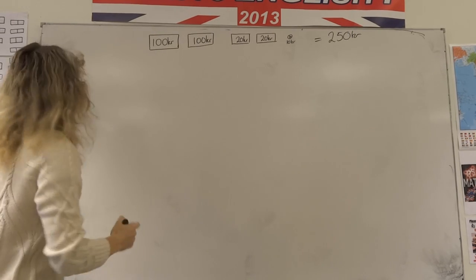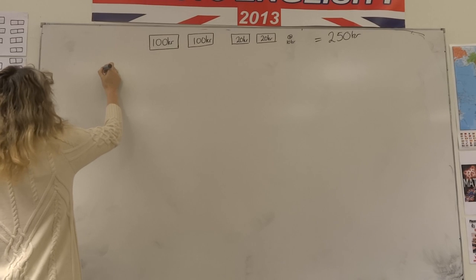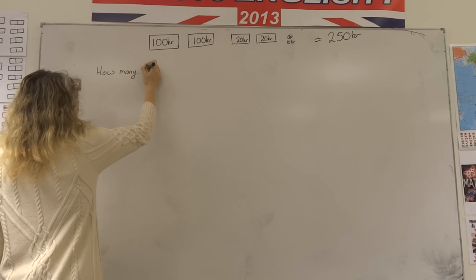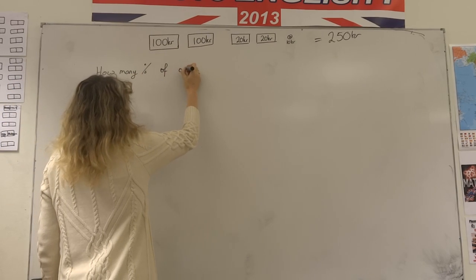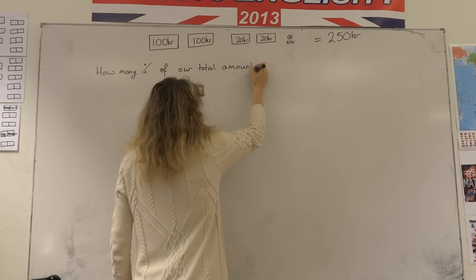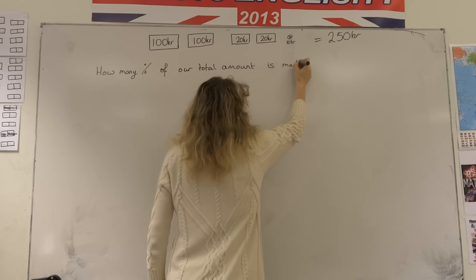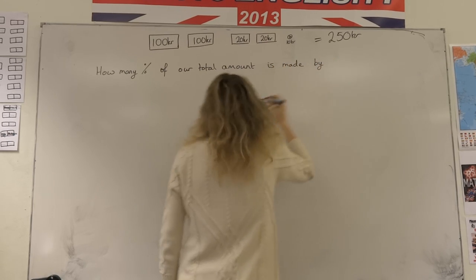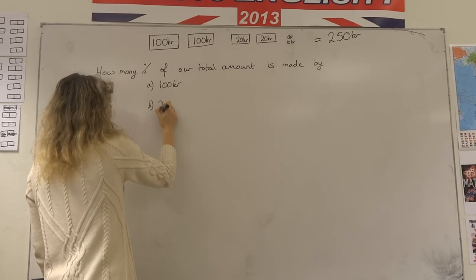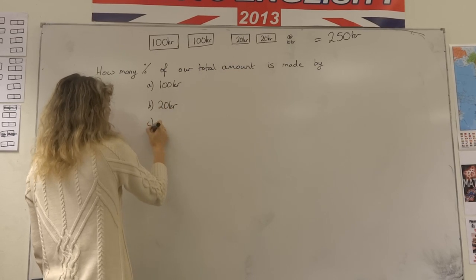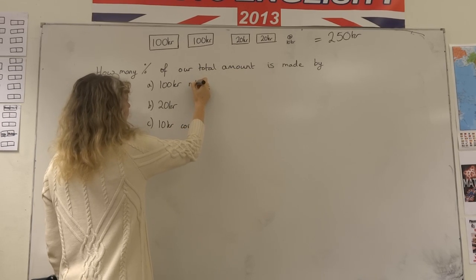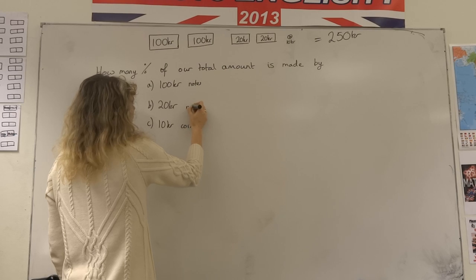And the question is, of this amount of money, how many percent of our total amount is made up by, and then we've got 3 questions to answer here. A, 100 kronas. B, 20 kronas notes. And C, 10 krona coin. So these ones are about how many percentage is made up of 100 kronas.